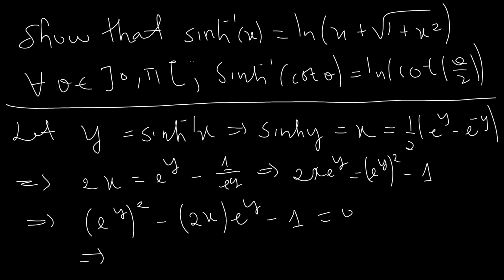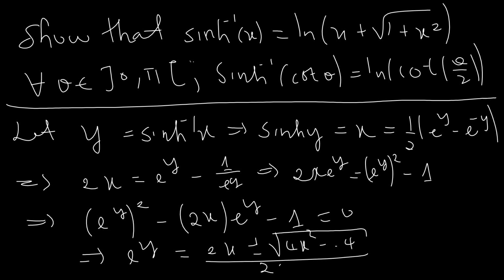So this means that e to the y will be equal to 2x plus or minus the square root of 4x squared minus minus 4, all divided by 2a, 2 into 1, which is going to give us 2 in the denominator. Here we have 2x plus or minus, here it will become plus. You factorize root 4, you have 2, the square root of 1 plus x squared. Okay, that's what we have.